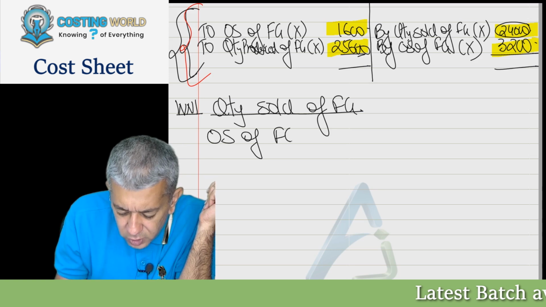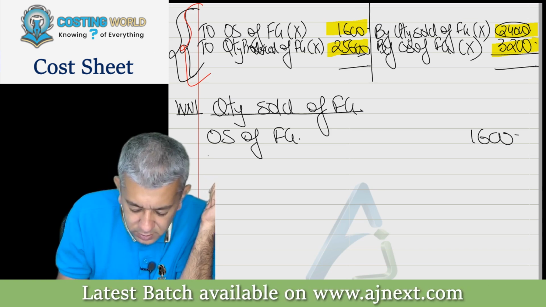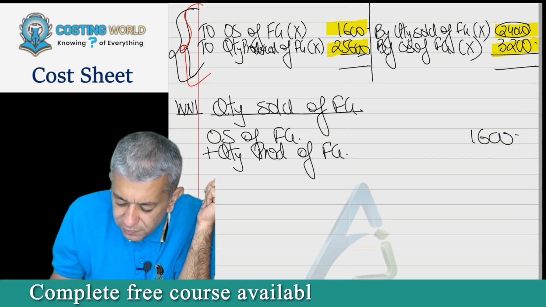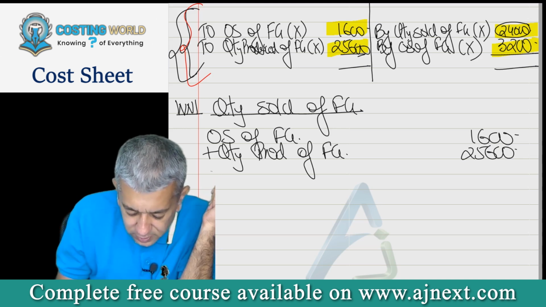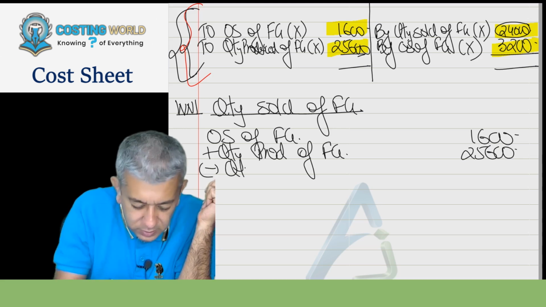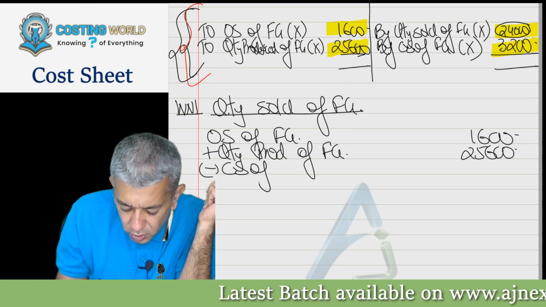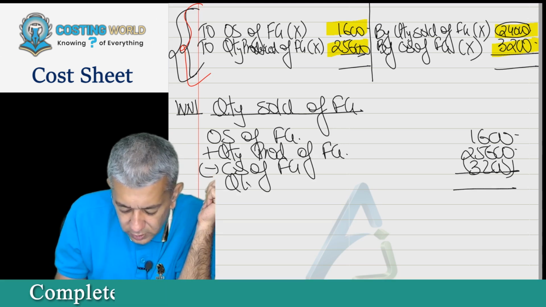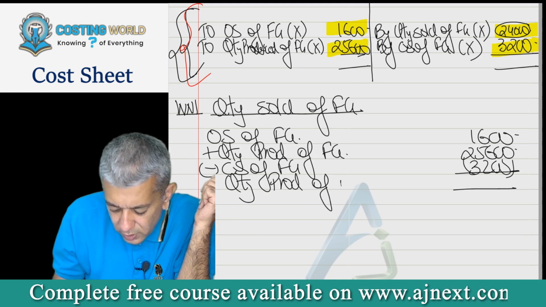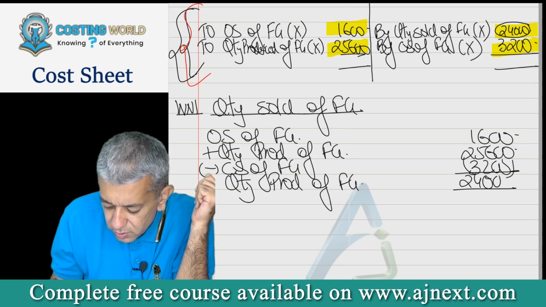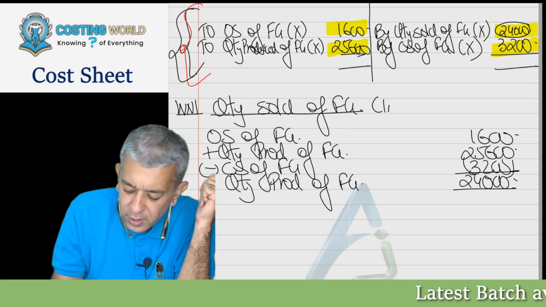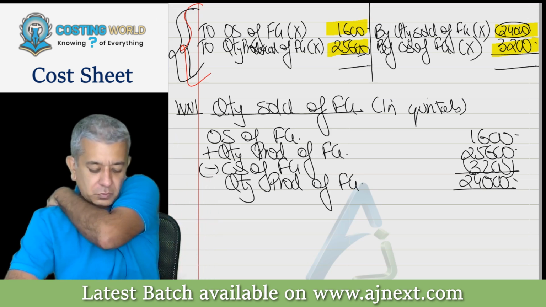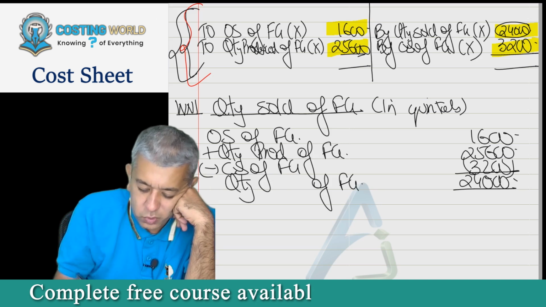So opening stock of finished goods 1600, add quantity produced of finished goods 25,600, less closing stock of finished goods 3,200. This will give you quantity sold of finished goods. You can write down this is quantity in quintals.